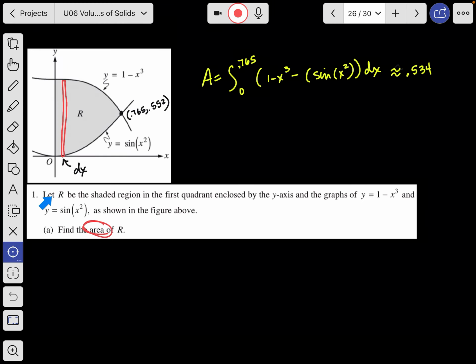All right, here's just another example that I've already worked out for you. It says, let R be the shaded region in the first quadrant enclosed by the y-axis, the graphs of y equals 1 minus x cubed. So this is just a negative cubic function shifted up 1. So that's what this intersection here is. This guy, this is 1. And y equals sine x squared as shown in the figure. Here's y equals sine x squared.